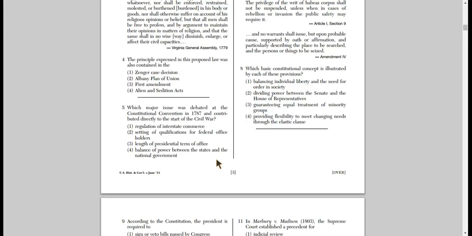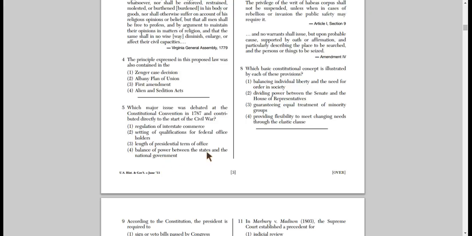Regulation of interstate commerce, setting of qualifications for federal office, length of presidential term of office, balance of power between the states and the national government. Go ahead and pause, get rid of 2, choose your answer, and come back. Welcome back. So we have to have something that we were dealing with at this Constitutional Convention and on the Civil War. So hopefully you got rid of maybe 2 and 3 and you chose 4.